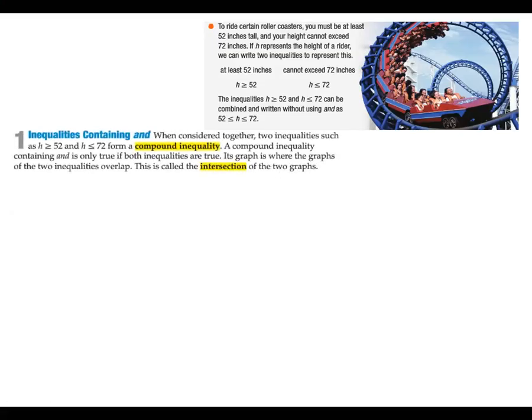When considered together, two inequalities like those form a compound inequality. A compound inequality containing "and" is true only if both inequalities are true. The graph is where the graphs of the two inequalities overlap, and we call that the intersection because that's where the two of them overlap. The intersection can be found by graphing each inequality, then determining where the graphs intersect.